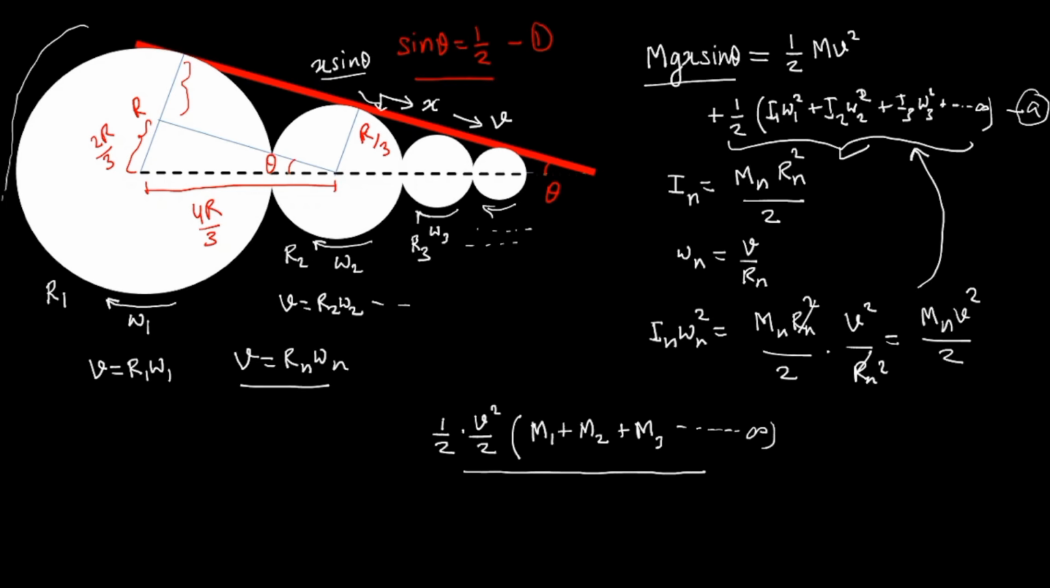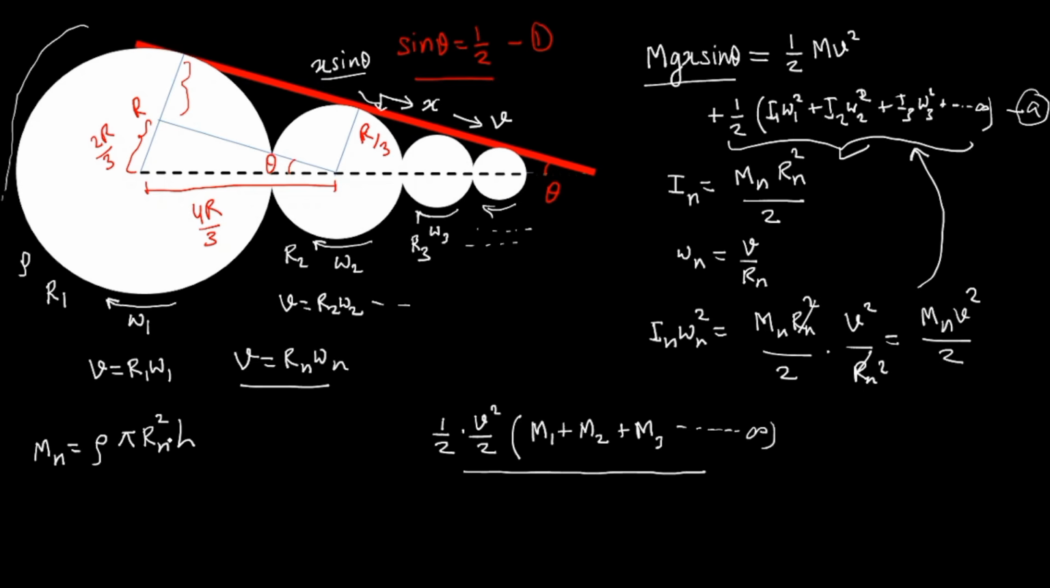So now how to find m1? As it is given in the question that the material is the same, let us call the density of the material rho. So what is the mass? Any disk you take, Mn will be rho into volume. Volume is pi Rn square times H. H is the thickness of the disk. Okay, so this is Mn.